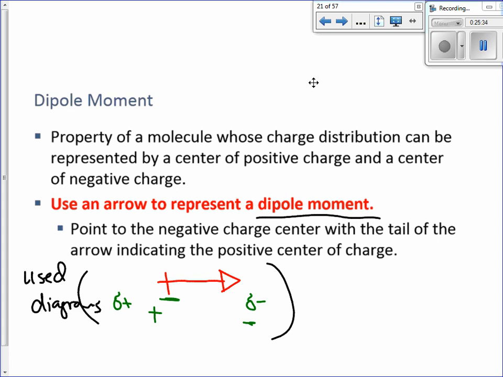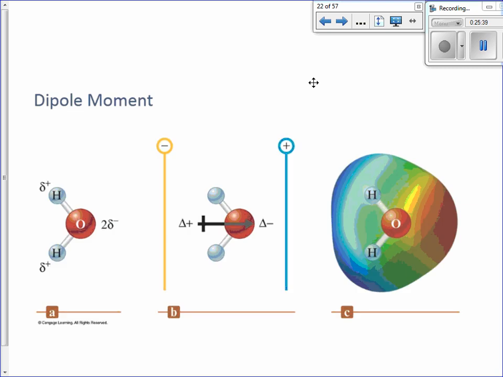You're gonna see the arrows in there. So, ball and stick model, this one's just showing you the deltas, okay? That gives you the partial charges. But over here in B, it's actually showing you the dipole moment. The arrow is pointing towards the oxygen. The other side, this part, is showing you the positive side of the molecule over by the hydrogens, okay?